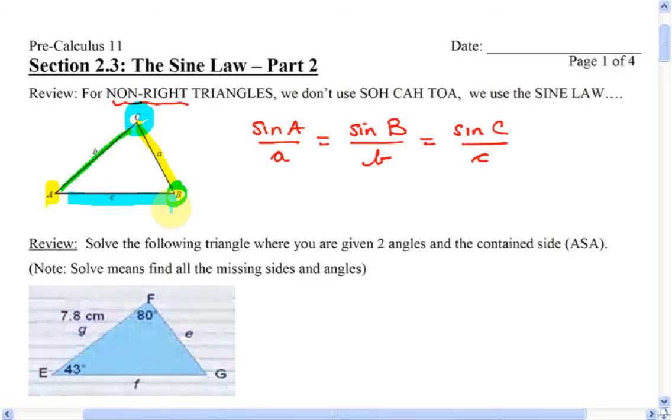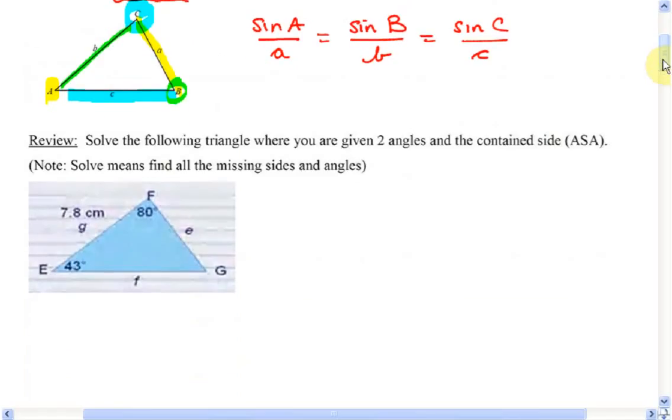And I said to you that today's stuff will be harder. But before we get to the harder stuff, let's do a quick review from last day. So here's a picture of a triangle, and I'm going to ask you to please solve the following triangle. When I say solve, what does solve mean? That means I want you to find all the missing sides and all the missing angles.